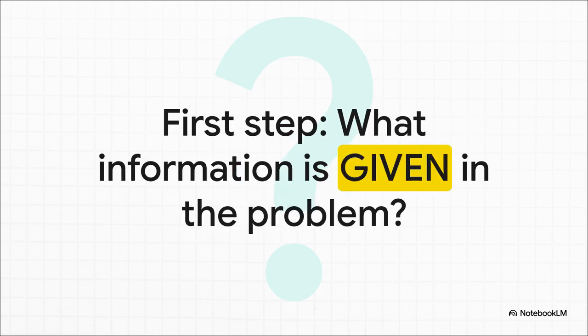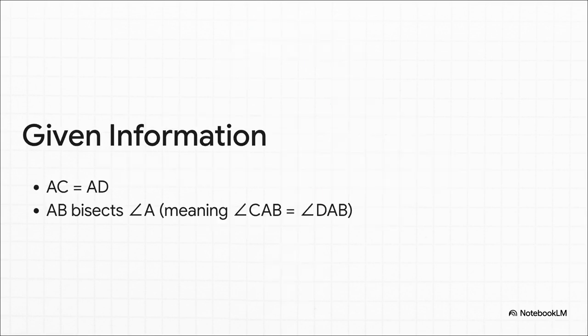Now, whenever you see a geometry proof question in your exam, what is the very first thing you should always do? Well, you should write down everything that is given to you. So let's look at the question again. What information did they give us? That's right. The problem gave us 2 very important clues. First, that the side AC is equal to the side AD. And second, that the line AB bisects angle A. And bisects is just a fancy word for cutting something into 2 equal parts. So it means angle CAB is equal to angle DAB.